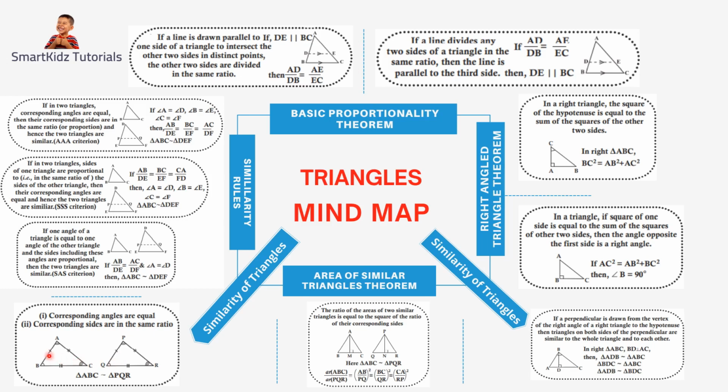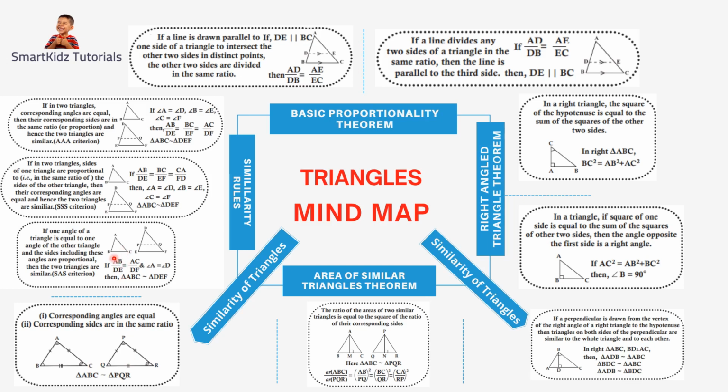So we look at the ratios rather to see if they are proportional to each other. So what we'll see is whether AB upon PQ is equal to BC upon QR is equal to AC upon PR. So if we get a situation like this where the corresponding sides of two triangles are proportional to each other, then we can say by triple S criterion that the two triangles are similar to each other.